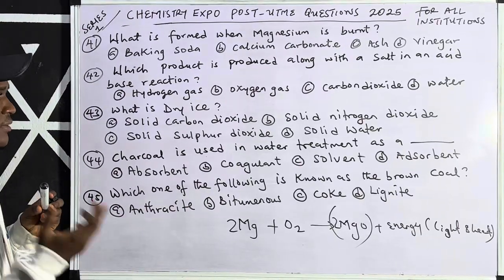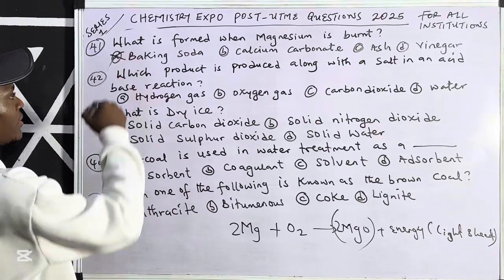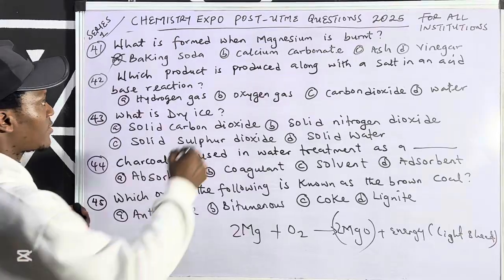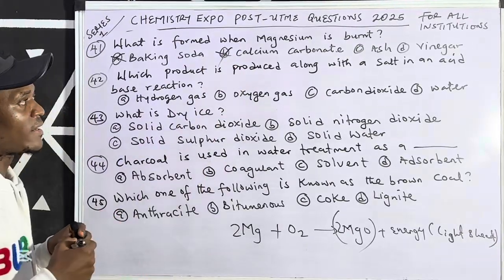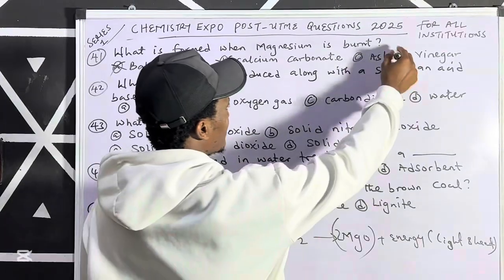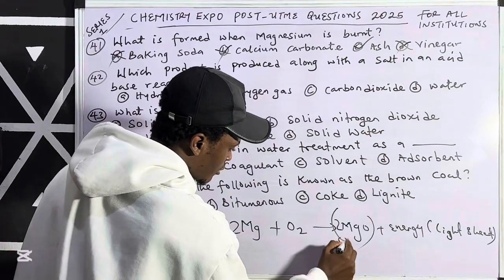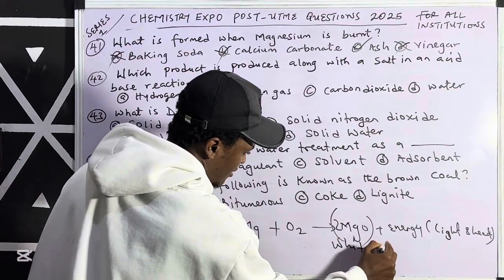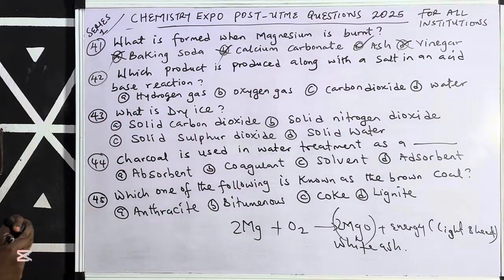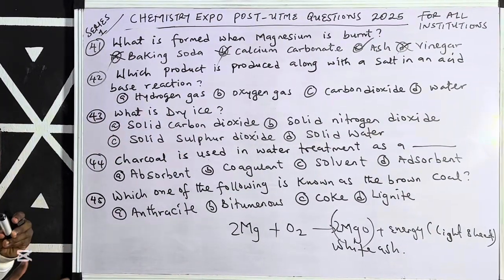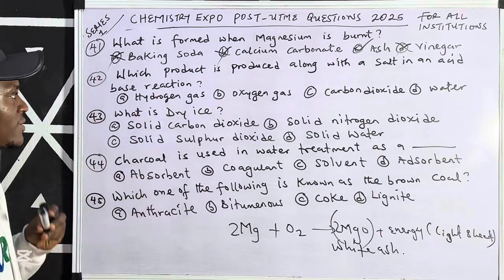A, baking soda, that's not it. This is wrong. B, calcium carbonate, is also wrong. Then C, hash, and D, vinegar. Vinegar is wrong. Hash is correct. Why? Because this compound is also called white hash. So take note of that. That's the reason why the correct answer to this question is option C.